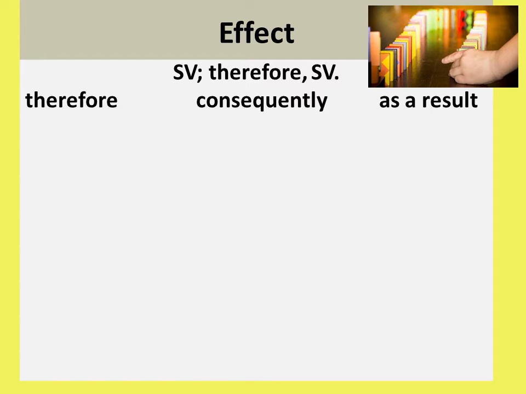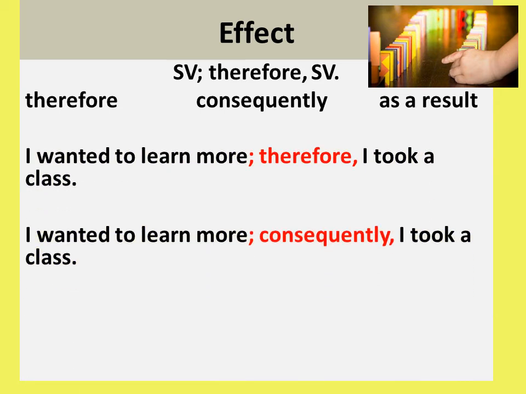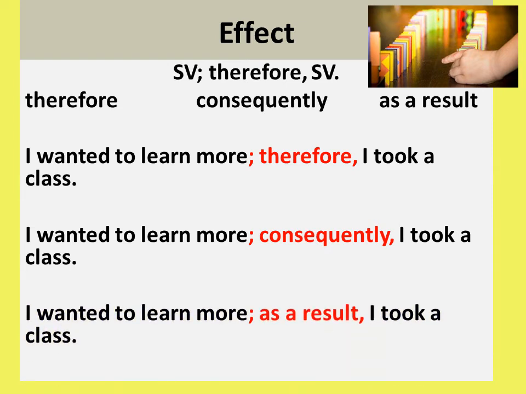And for effect, we have the transition words and expressions, therefore, consequently, and as a result. This is like saying because or so. I wanted to learn more, therefore I took a class. I wanted to learn more, consequently, I took a class. I wanted to learn more, as a result, I took a class. These are three options of saying the same thing, or you can use because or so.